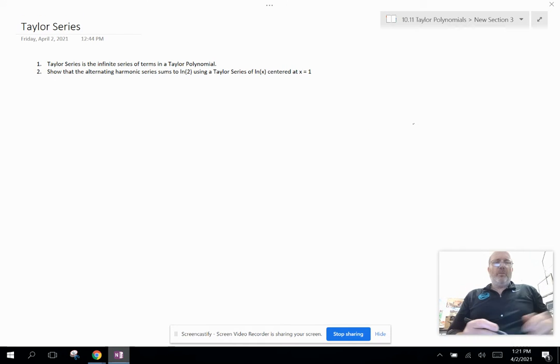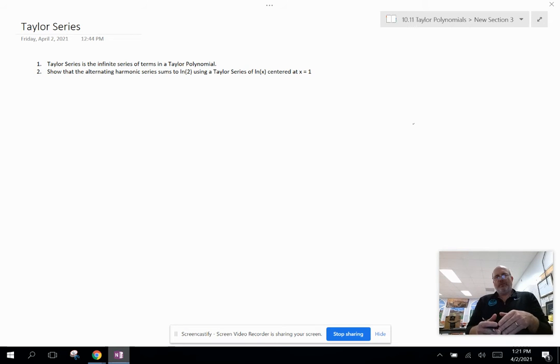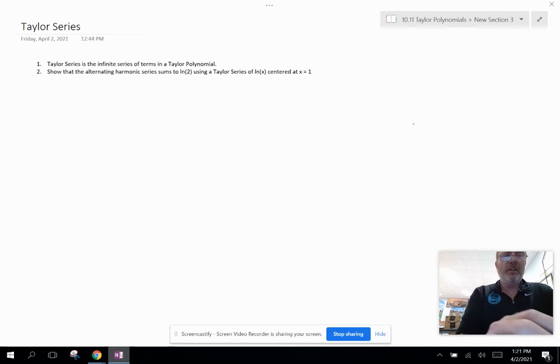So first, you should see that a Taylor series is just the infinite series of terms in a Taylor polynomial. Some functions have an infinite number of derivatives, and those functions we can create a Taylor series for. Even a polynomial we can create a Taylor series for, because a third degree polynomial has 3 derivatives, and then the fourth derivative is 0, and the fifth derivative is 0, and so on infinitely. So it's still a Taylor series, but it's just a whole bunch of zeros after a certain point. But in general, we're looking at functions that have an infinite number of derivatives that aren't necessarily 0.